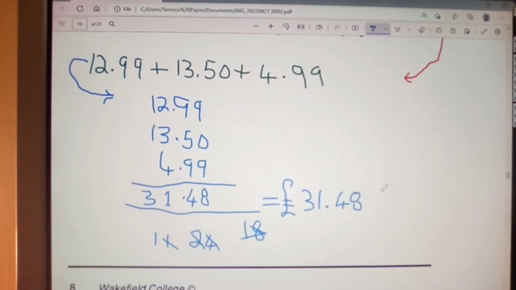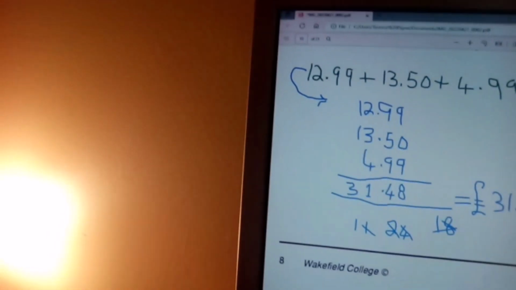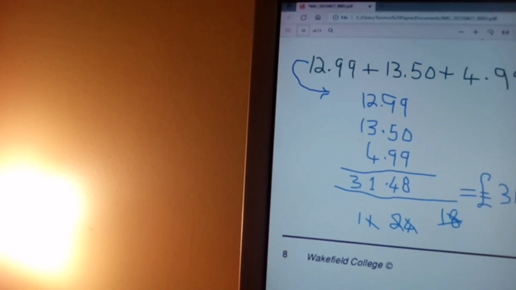Okay, and that would be our solution. Sorry, hang on, let me get, that's not too good. Let me just screw that up a little bit. Get back to my pen.